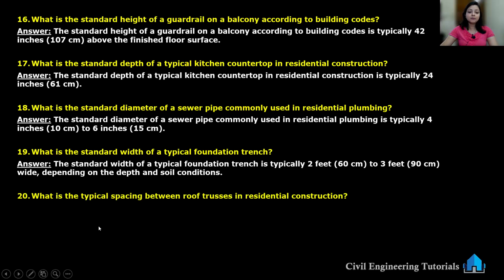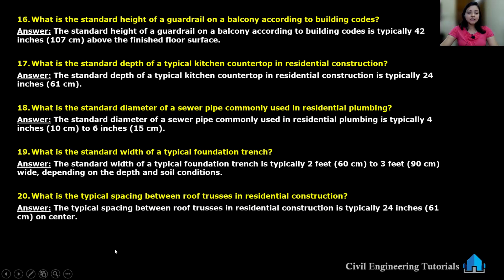What is the typical spacing between roof trusses in residential construction? So the answer is the typical spacing between roof trusses in residential construction is typically 24 inches, that is 61 centimeter on center.